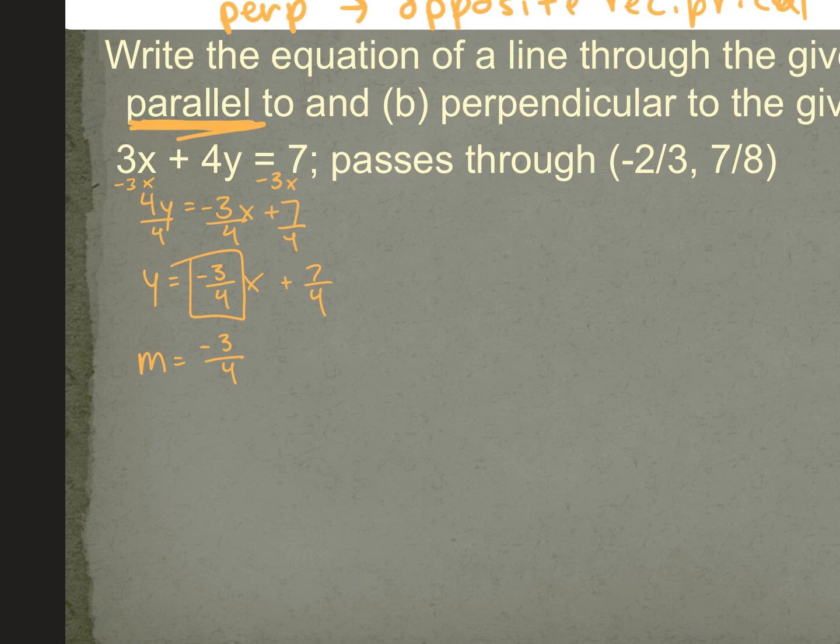How do I come up with an equation of the line now that I have the slope and a point? I can plug it into point slope form. So point slope form, just to remind us, is y minus y1 is equal to m times x minus x1. So I'd have y minus, what's y1? 7/8. Our slope is negative 3/4 times x. What is x1? Negative 2 over 3. So what happens when I have minus negative 2 over 3? Becomes plus 2 over 3.